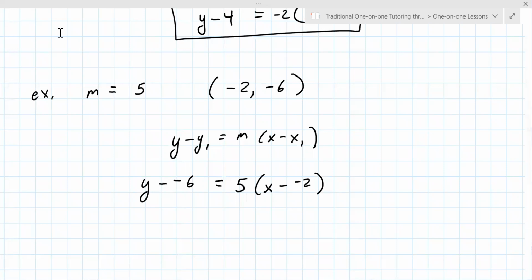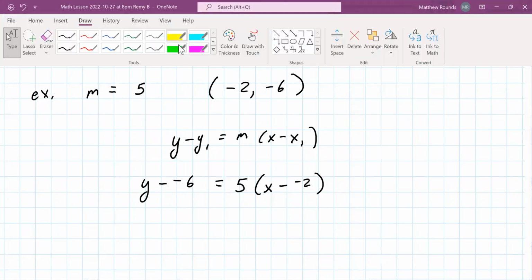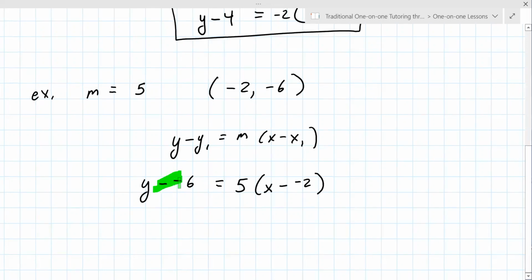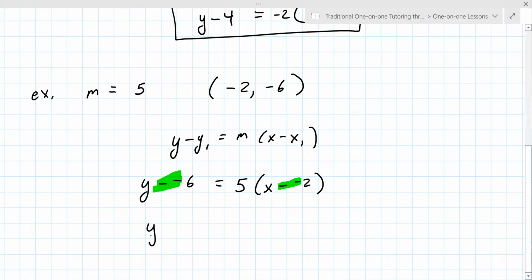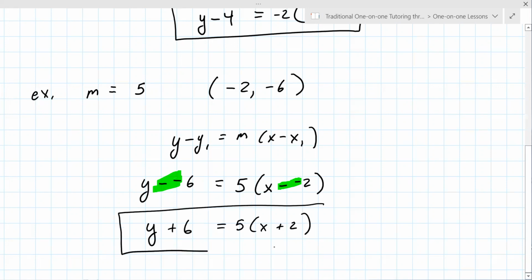The problem is you have to deal with opposite signs, like here on the left and then here on the right. It's not okay to leave it like this. So instead you write y plus 6 equals 5 times x plus 2. So you have to change it, but this is now done. You don't have to distribute. You don't have to move the 6 over. This is done. All right.